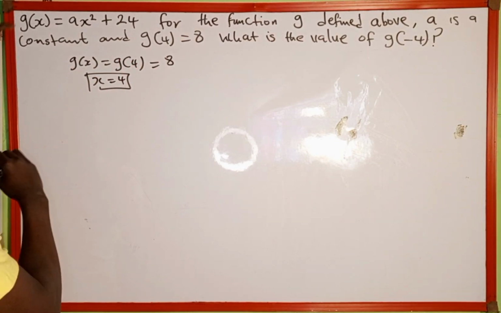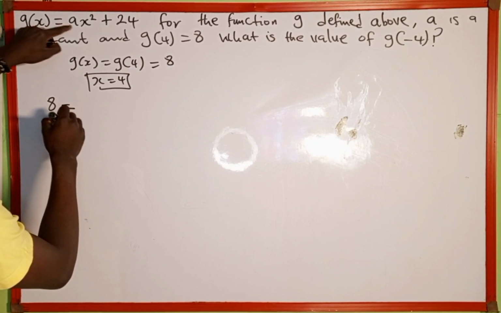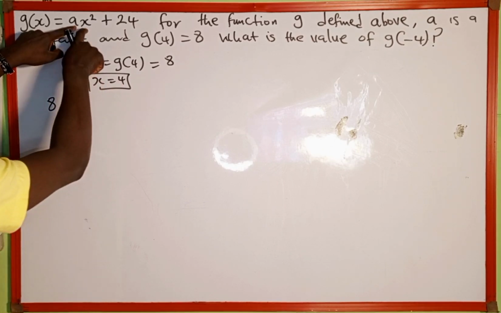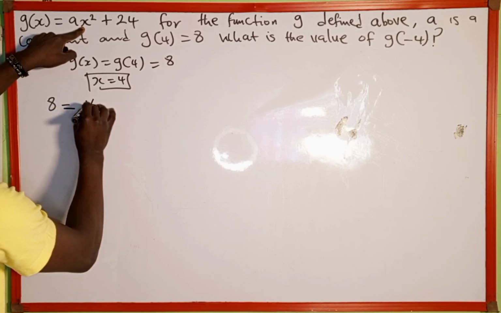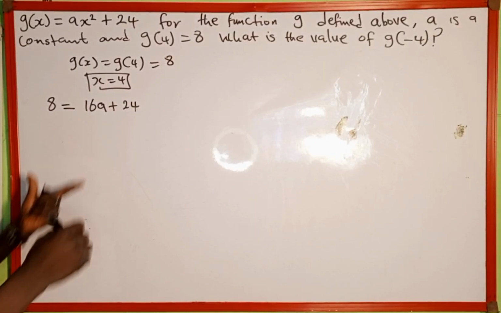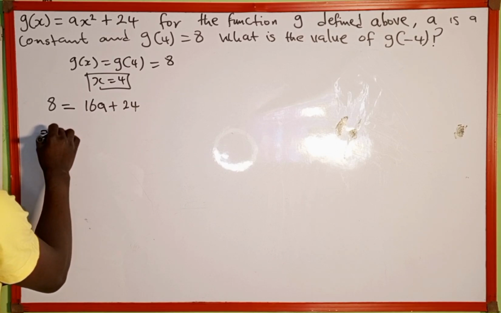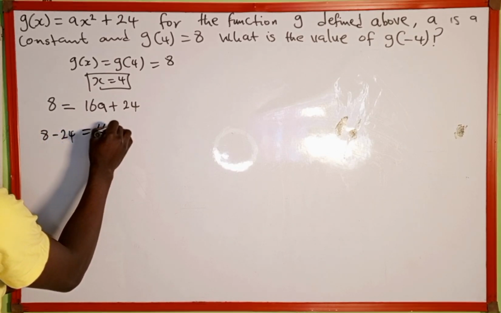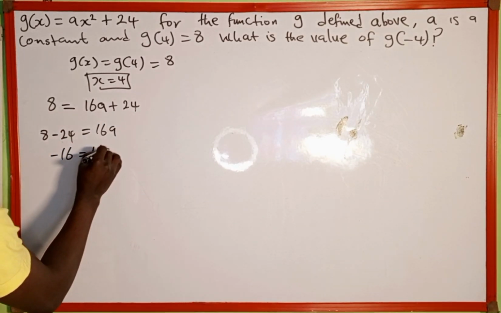So now from the function g of x, in place of g of x we're going to put 8, which is equal to a, and we are looking for a. Then x is the same as 4. When we plug in 4 here, 4 squared is the same as 16. So here is going to be 16a plus 24. Now we're going to solve for the value of a from here. So this is going to be 8. When we take the constant 24 to the left-hand side, it becomes negative 24 because of the equality sign, which is equal to 16a. 8 minus 24 is going to give us minus 16, which is equal to 16a.